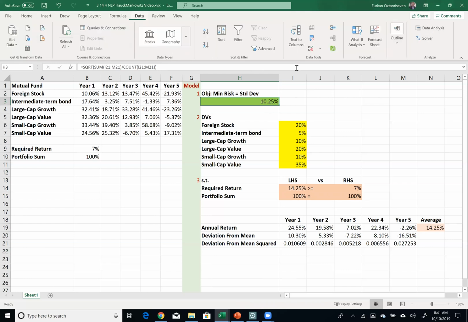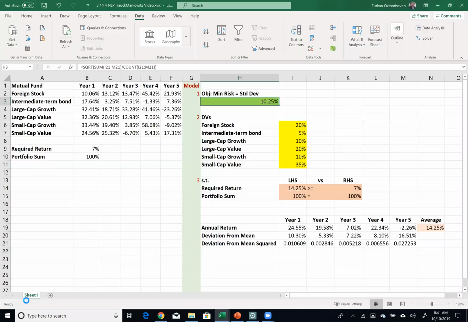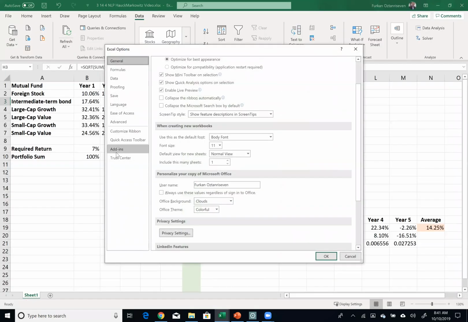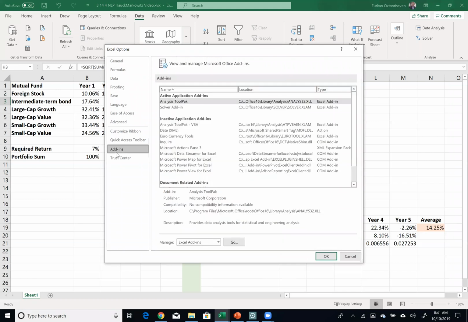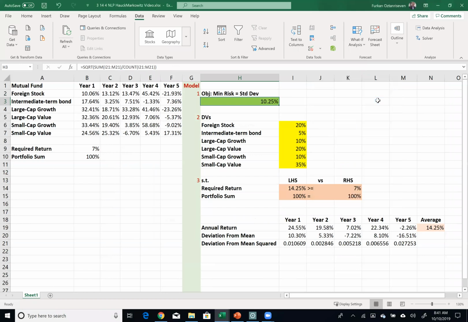Again, on the Data tab, you should have Solver. If you don't, go to File, Options, Add-ins, Analysis ToolPak, Go. Make sure the Solver add-in is checked. Okay, it will take a minute or 2. Then on the Data tab, you will see Solver.